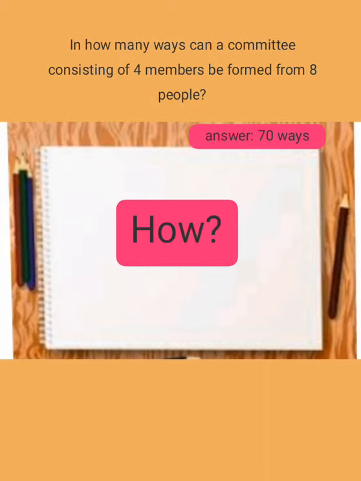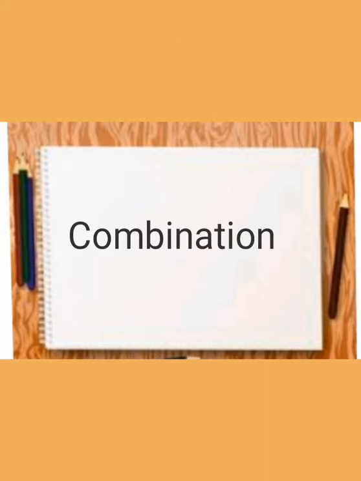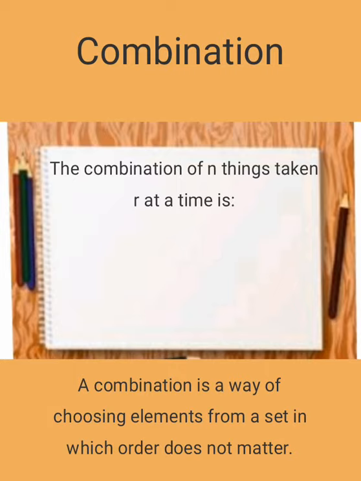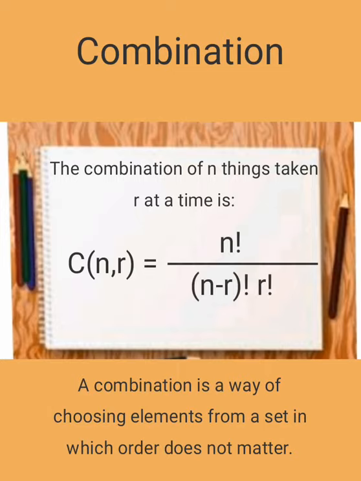Let's talk about combination. Ano nga ba ang combination? Kapag sinabi natin combination, a combination is a way of choosing elements from a set in which order does not matter. So, hindi importante yung arrangement. The combination of n things taken r at a time is n factorial over the quantity of n minus r factorial r factorial. Balikan natin yung tanong na na-encounter natin kanina.